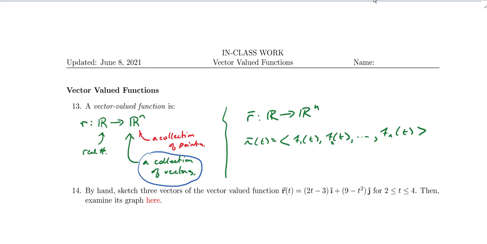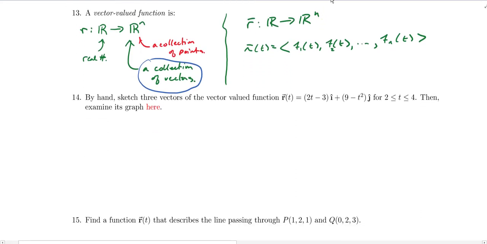So let's look at number 14 here, where I'm asking you to sketch some of the outputs of this function r of t. I deliberately left some of the information off, so let's go ahead and restate this. This function r of t maps from the reals to R2, and here we know, because I've used this bold line on this, that we're thinking about R2 not as a collection of points, but as a collection of vectors.